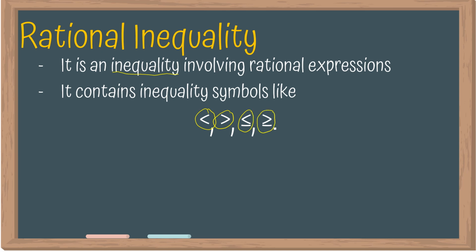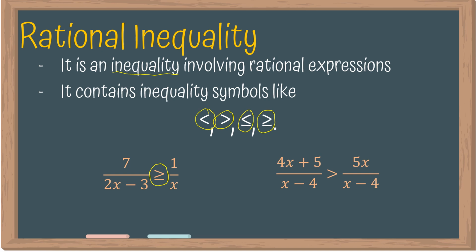Let us have examples. First, we have 7 over 2x minus 3 is greater than or equal to 1 over x. Another example of a rational inequality, we have 4x plus 5 all over x minus 4 is greater than 5x over x minus 4. Okay, so how about rational functions?